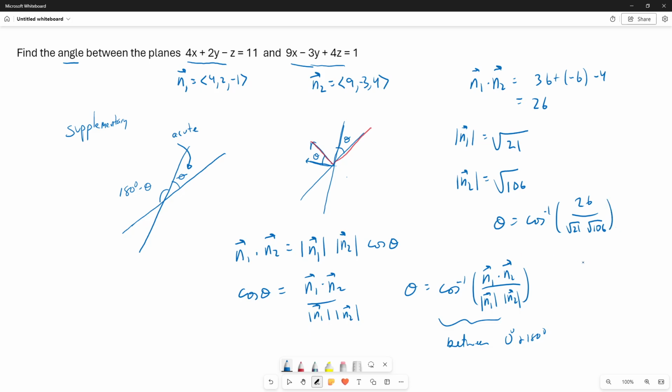And this angle, you could just use your calculator from here, and the value is in the 50s. I don't recall the exact number, but it is an acute angle. And so that's a good answer for the angle between the planes. Okay.